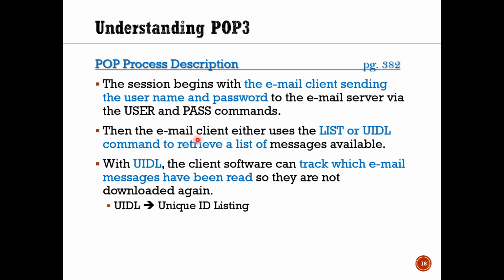Then the email client uses either of these two commands in order to retrieve the list of messages. Of course, we want to retrieve them, and after this we can read a particular message by invoking its ID. For example, UIDL is a unique ID listing, meaning that we are listing messages by ID. With UIDL, the client software can track which email messages have been read and which have not.